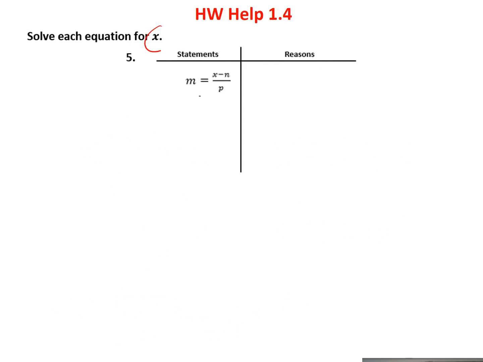Solve for x. All right? Well, I have x minus n over p. Well, how do we get rid of fractions? Remember that? If this were x minus 5 divided by 2, one way you would get rid of it is multiply it by 2 to get rid of that. So that's what we're going to do here. We're going to multiply both sides. Let me write down here multiplication.